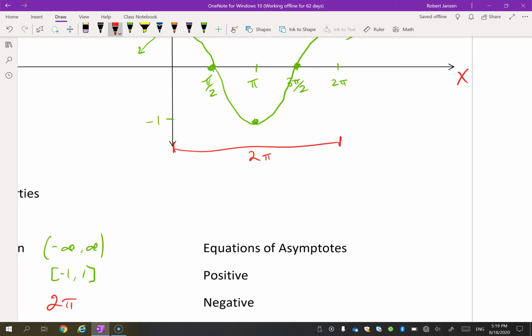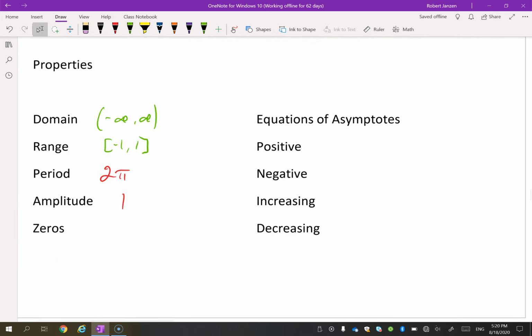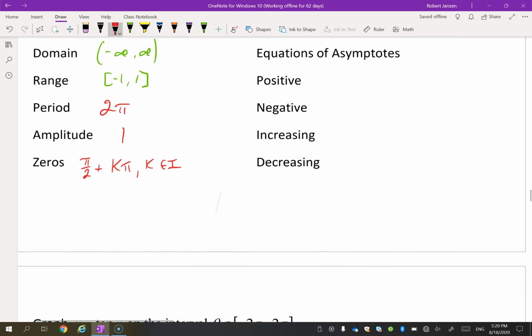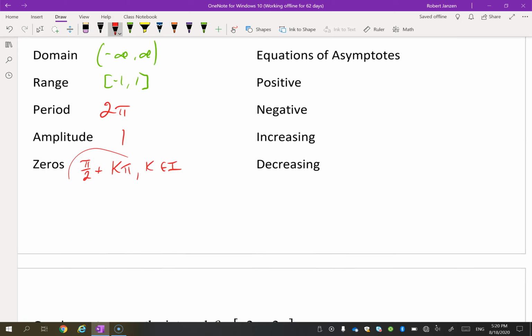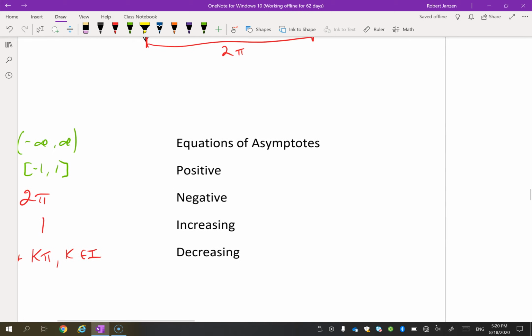Where are the zeros? Well, the zeros are every pi by 2. So how am I going to say that? I'm going to say pi by 2 plus k pi. Okay, now you would probably see that in your textbook added together with common denominators. You don't need to. Equation of the asymptotes, there are none.